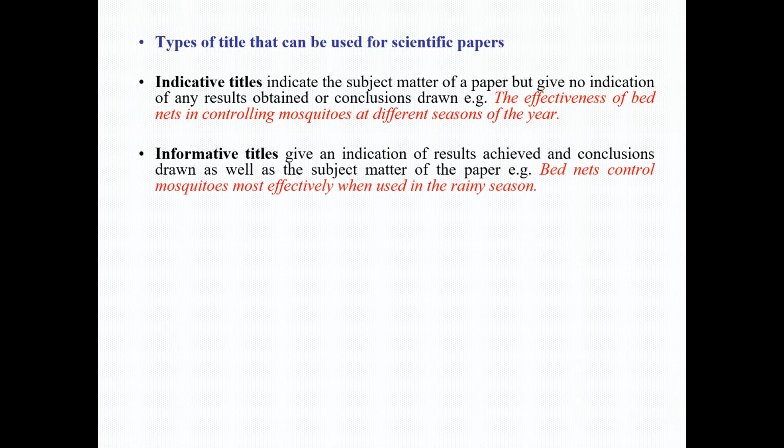Unlike indicative titles, we have informative titles. So what is an informative title? Unlike the indicative titles, the informative titles give an indication of the results achieved and conclusions drawn, as well as the subject matter of the paper. For example, bed nets control mosquitoes most effectively when used in the rainy seasons.